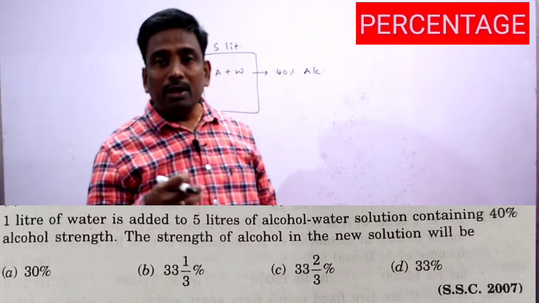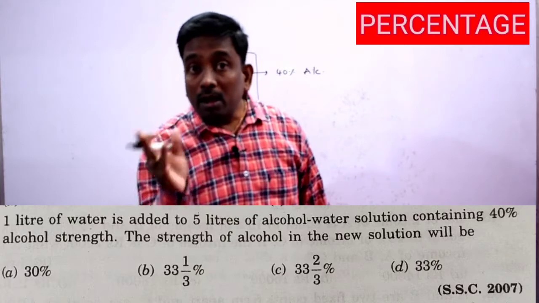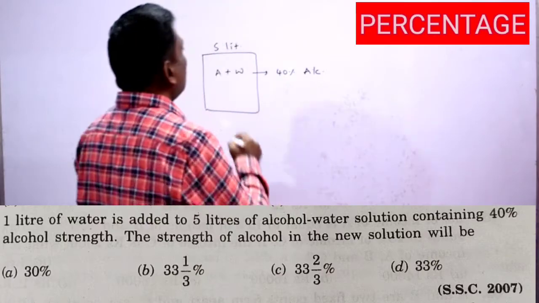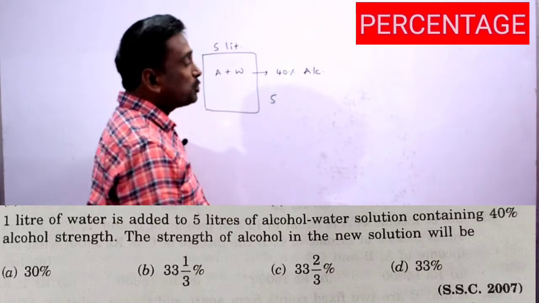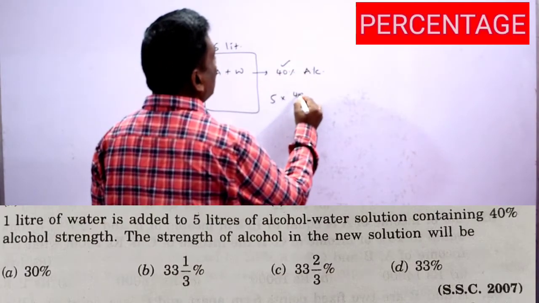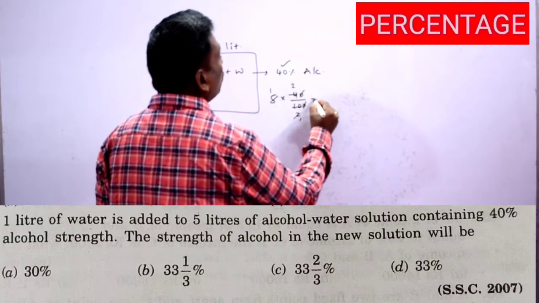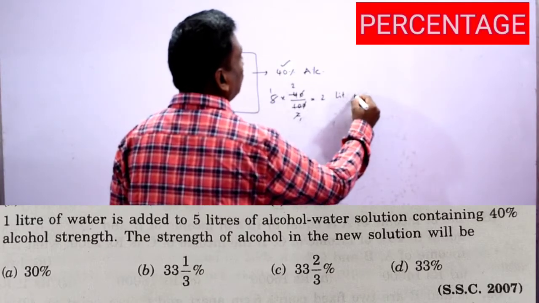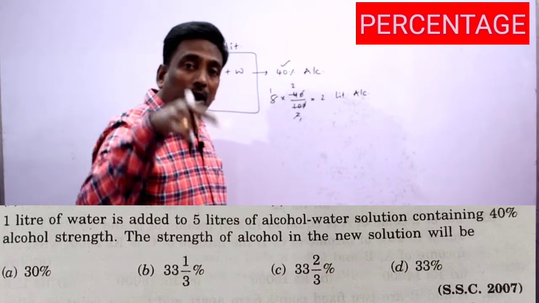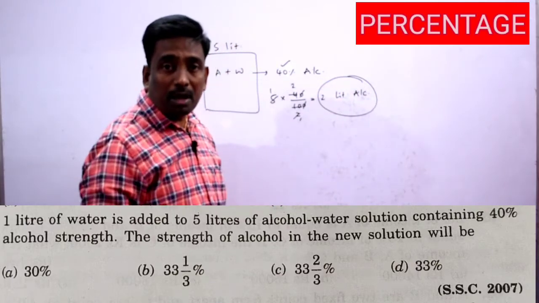If it becomes very strong, then automatically we have to add water, but we never add alcohol. That is the logic behind this problem. Here, out of 5 liters, first you find the alcohol quantity. 5 into 40% means 5 ones are 5, twos are 2, so 2 liters of alcohol is there. The basic thing is that when we are adding water, there is no change in the quantity of alcohol. That is the logic behind this.